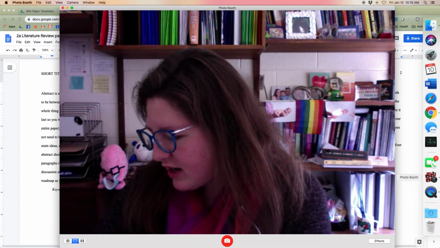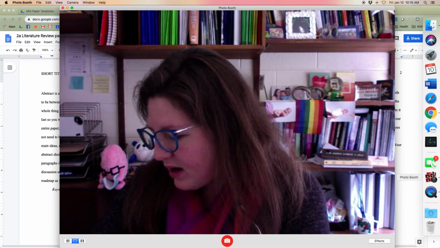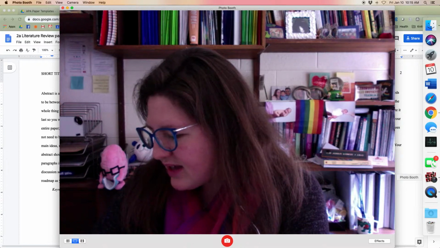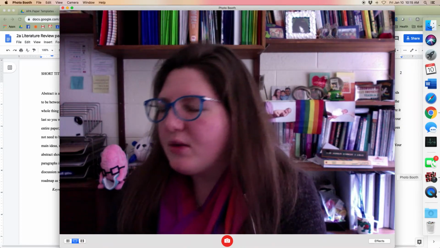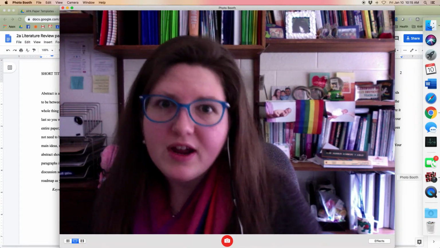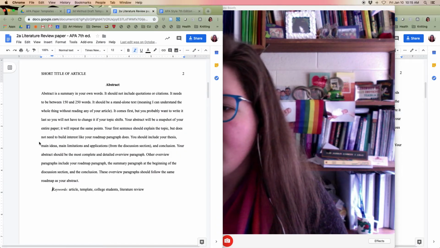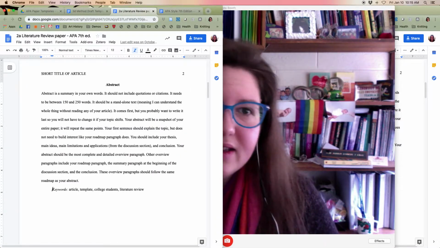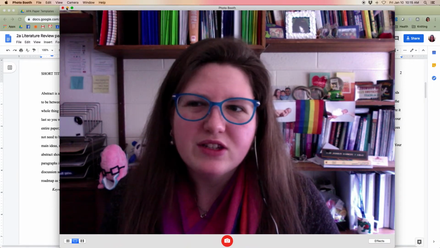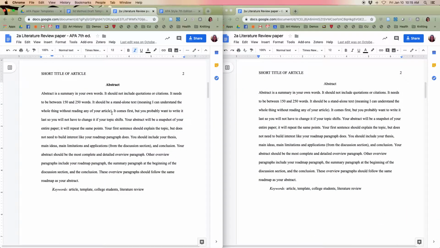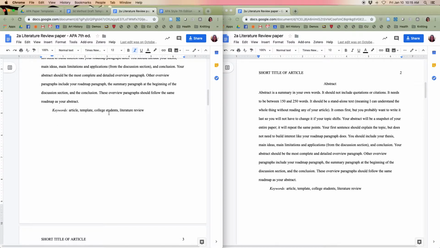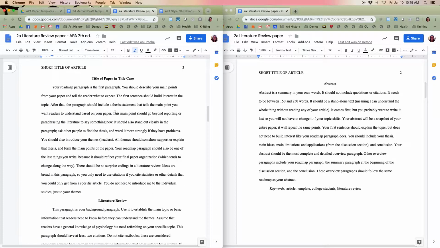And so when I'm not sure how to do things, I just look at the sample. And yep, keywords is still italicized and indented with a colon. The words themselves are not italicized, just the word keywords. And the abstract is not indented. I'm not entirely sure why. Those are still sort of unusual formatting choices compared to everything else. But that's the way it is.